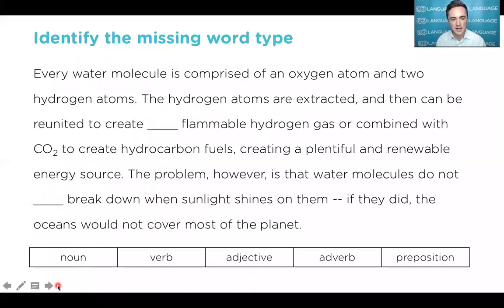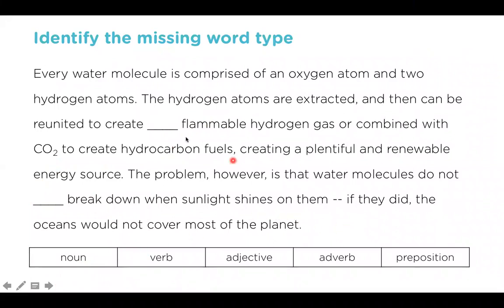Let's do another one. What type of word is missing here? There are only 2 gaps. What type of word? Good, Lynn. Well done. Good, Rajiv. And Mohammed. All right, a few people are getting it now. A lot of people are guessing.